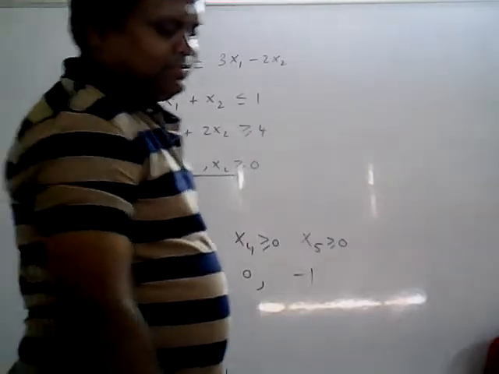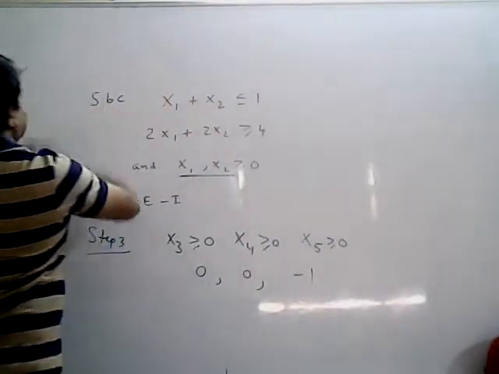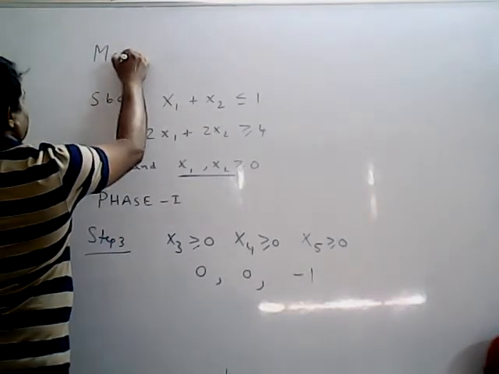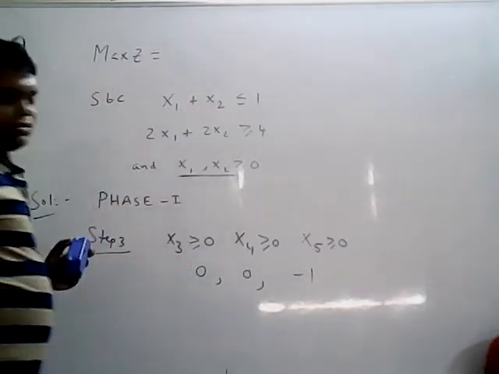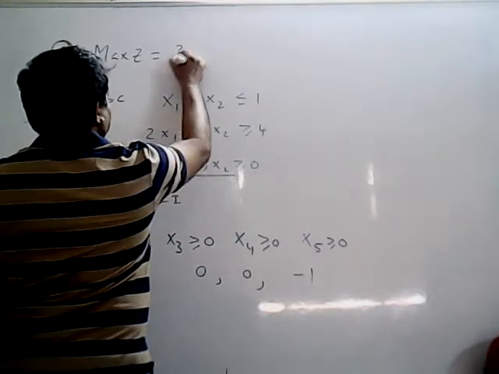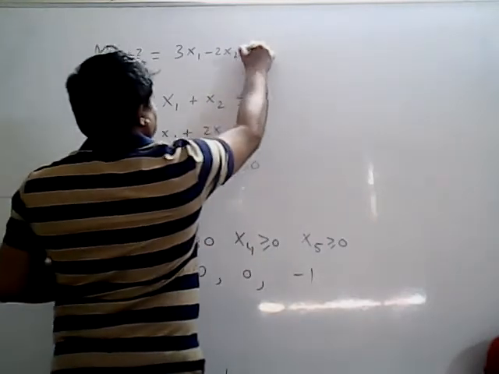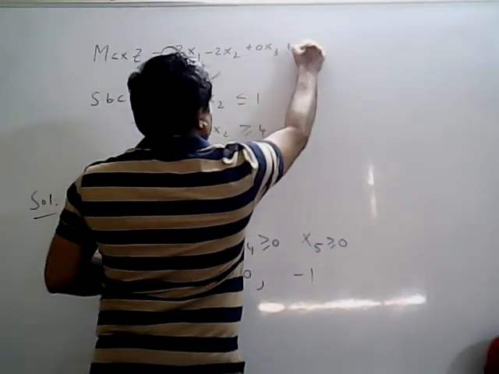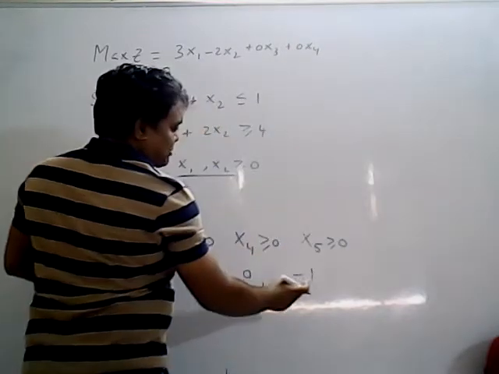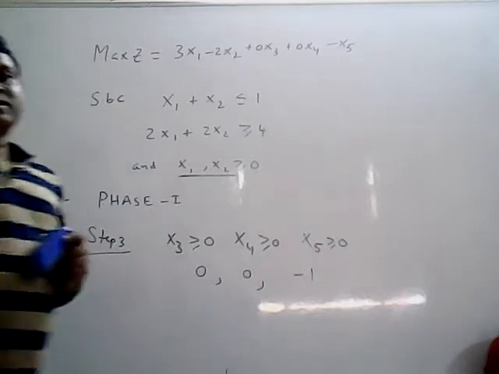Then we get maximum z equal to 3x1 minus 2x2 plus 0x3 plus 0x4, and for the artificial variable the constant is minus 1, which means minus x5.